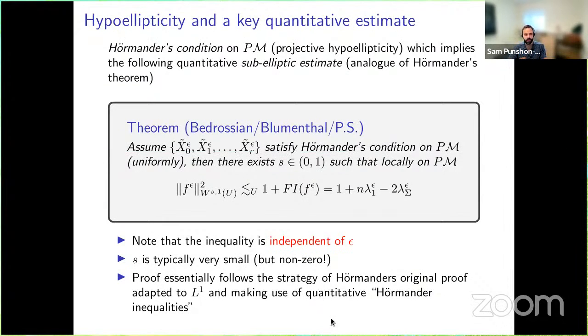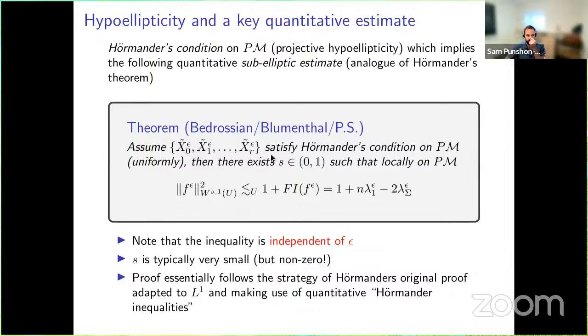But in fact, what we wanted to show is that Hörmander's proof, and in fact his condition, implies something way more quantitative. What we showed is that if you have Hörmander's condition on the projective bundle, this implies that we have some subelliptic estimate. In PDE language, this says that if I control just partial information of f, and I know that this f solves a hypoelliptic PDE, then in fact I control all regularity of f in all possible directions via some Sobolev norm, but only a tiny amount of it.